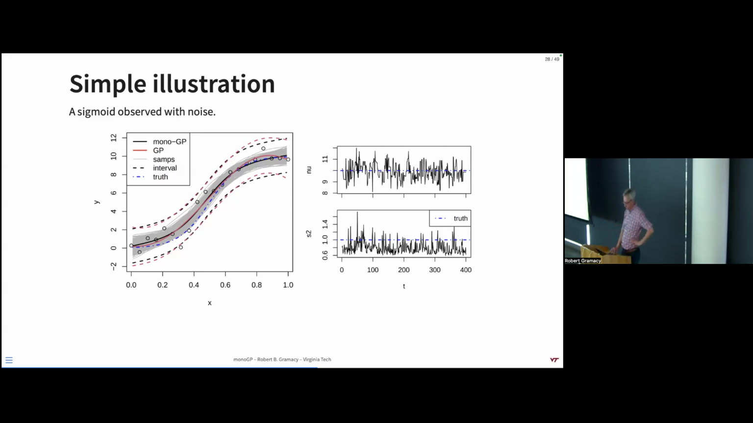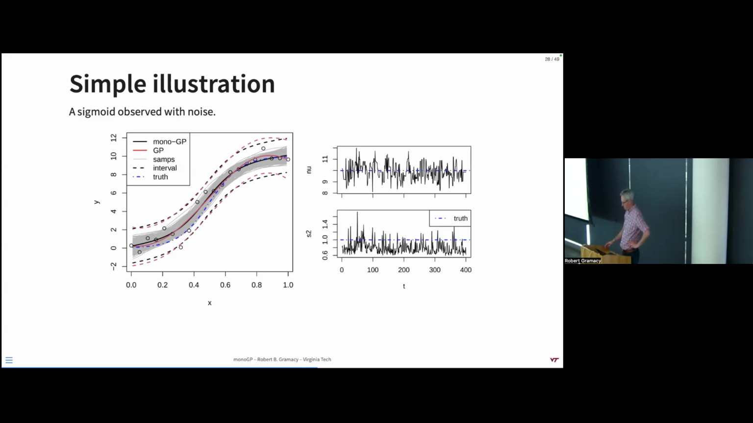But my mono GP does know that because it's built into the prior, and you can see that it never turns around. And none of the gray lines, which are samples from the posterior, turned around. It's not just on average monotonic. Every sample from the posterior distribution is monotonic. Its summaries are monotonic. I've got monotonic error bars formed as credible intervals point-wise. I've got really good mixing for the unknown hyperparameters. I know what the truth is, and I'm getting good mixing around the truth.